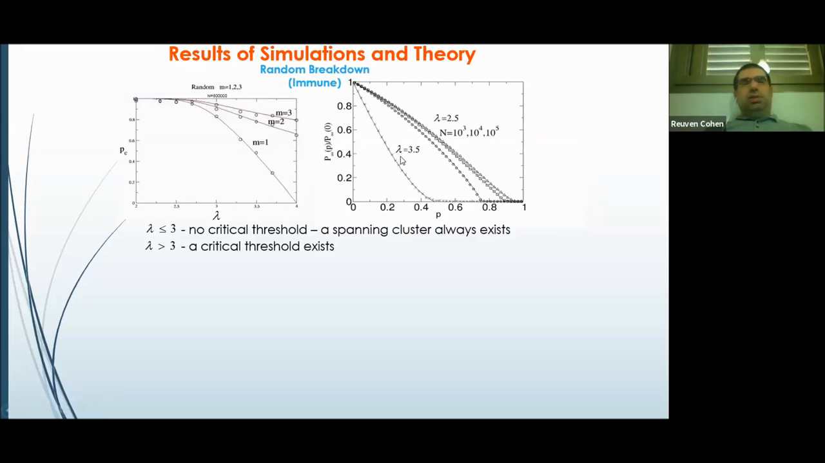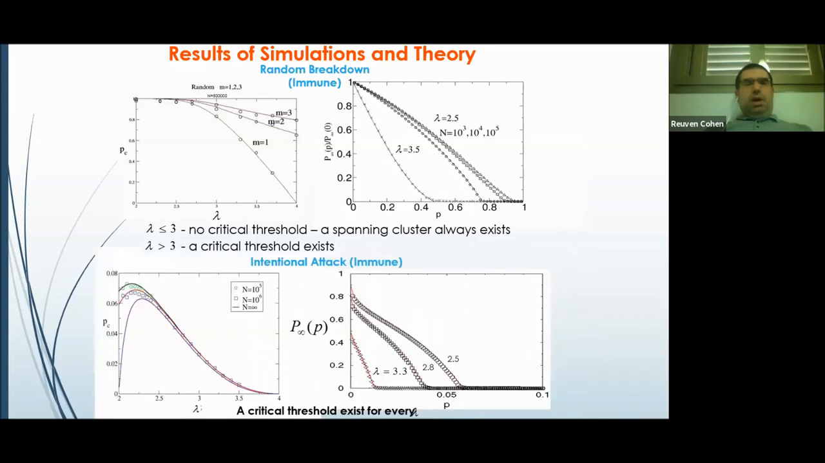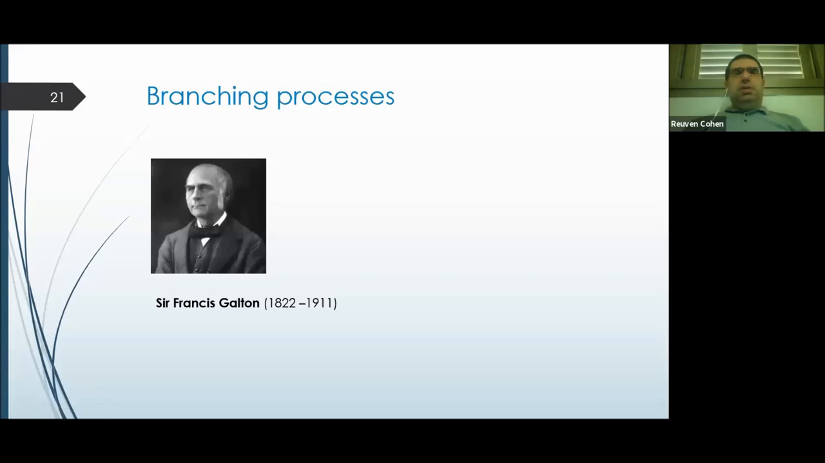Whereas if we take lambda larger than 3, there is a finite percentage at which there is a phase transition. However, if we do intentional attack, we remove the most highly connected nodes, we get that the network disintegrates very quickly. We just need to remove a few percent, depending on the exact details, and the network completely disintegrates into small pieces. So let's try to explain how this can be obtained.